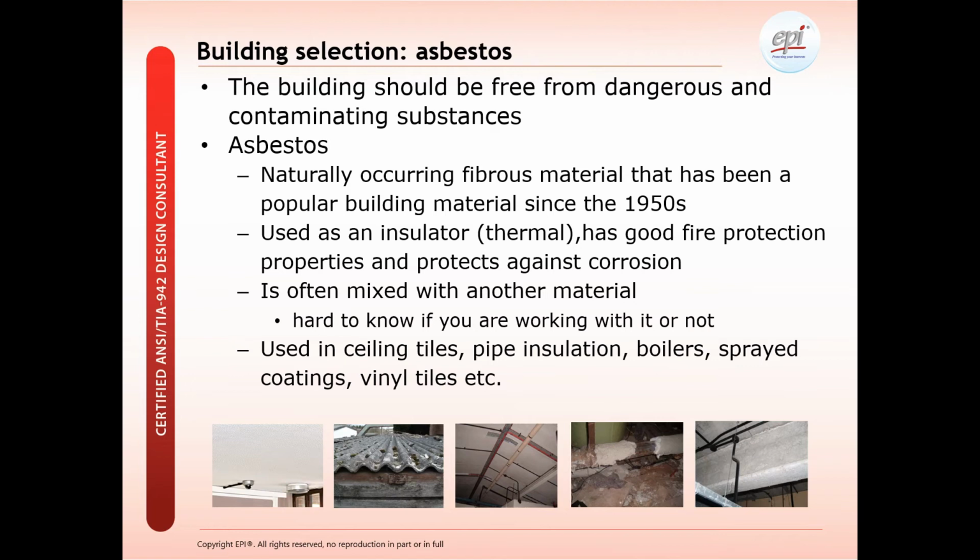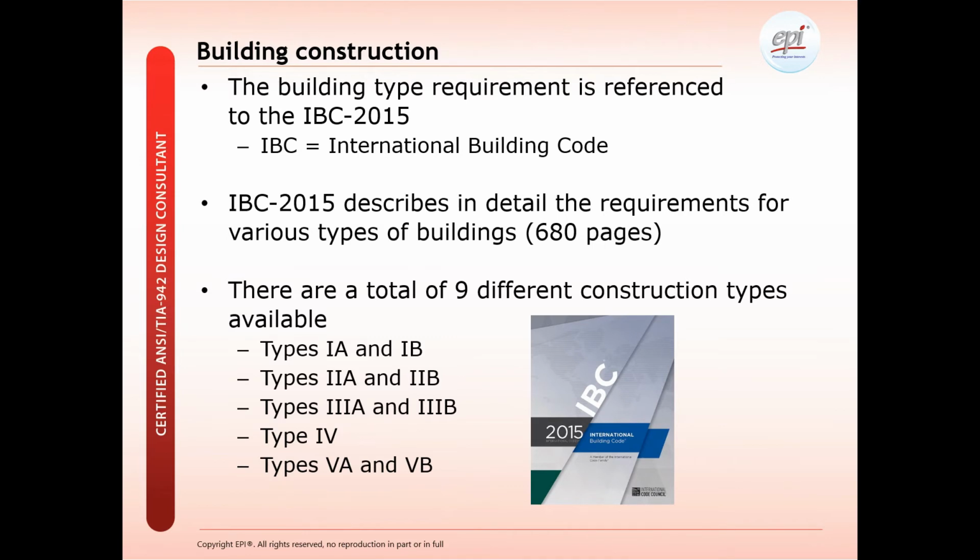TIA also gives us direction around choosing buildings. We need to make sure that any building, whether it's an existing building or new building, is free from dangerous and harmful or contaminating substances, of which asbestos is one of those materials, often hidden within various products. During the training, we will look at the various building construction types and how to apply them to the rating levels to ensure that you're compliant to the TIA standard. Obviously 680 pages will take a long time to understand, so we will remove that complexity and just focus on the requirements from a TIA perspective.